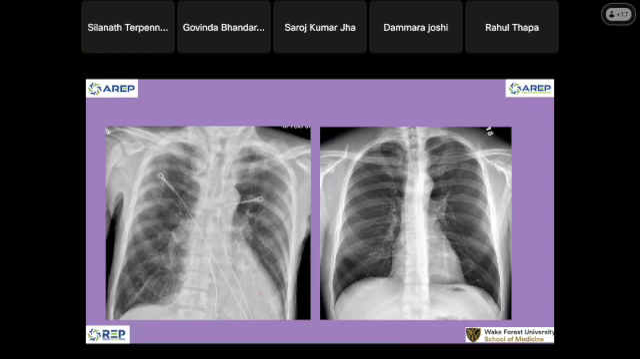Okay, this is the right upper lobe lobar pneumonia. Okay, I think this is the last one for today.